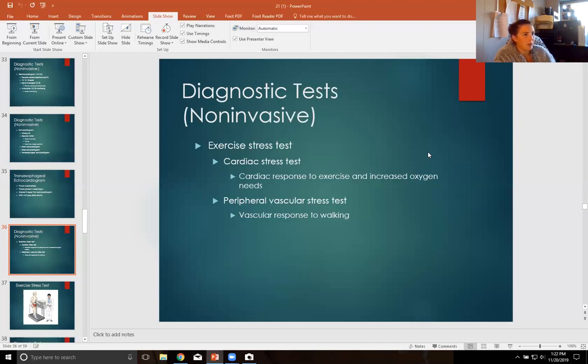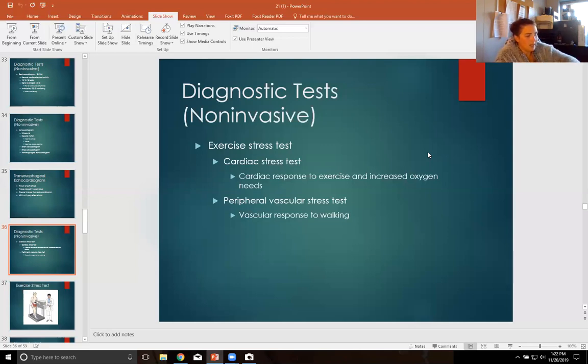And then the same thing for that peripheral vascular stress test. The patient's going to walk on the treadmill. We're going to measure their pulse intermittently throughout the procedure. And then we're also going to assess their legs. Are they having pain or changes during that time? And that's going to let us know that maybe the vascular system isn't responding as well as we would like to that walking.